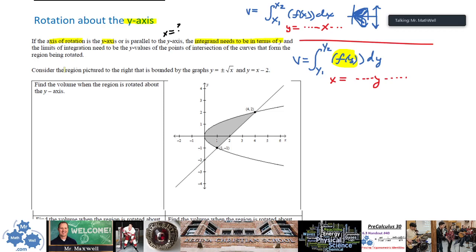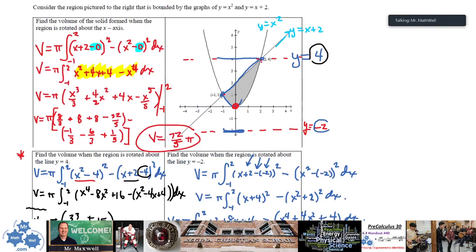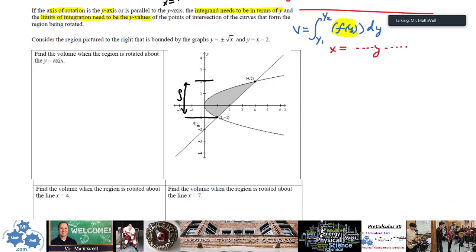And the limits of integration, the lower limit and the upper limit, need to be y values. So the integral is going from here to here. Before, let me go back to a previous example: the limits of integration were here to here, with everything in terms of y in terms of x. We're going to change that now. We're going the other way. The integral is going to be in y now.